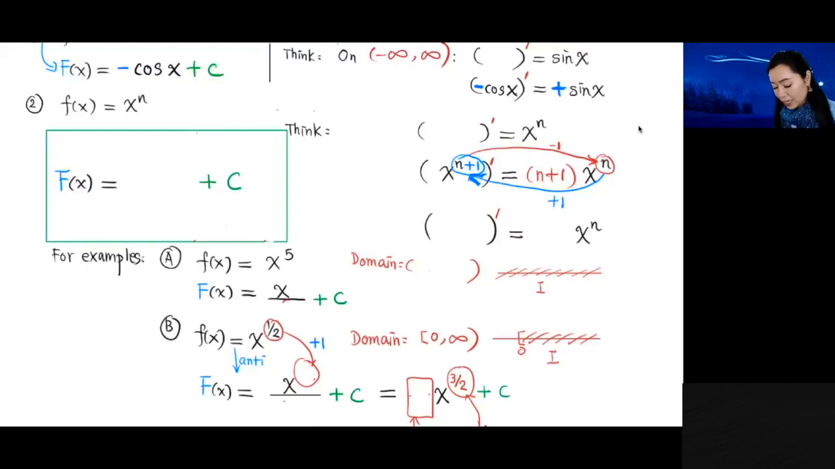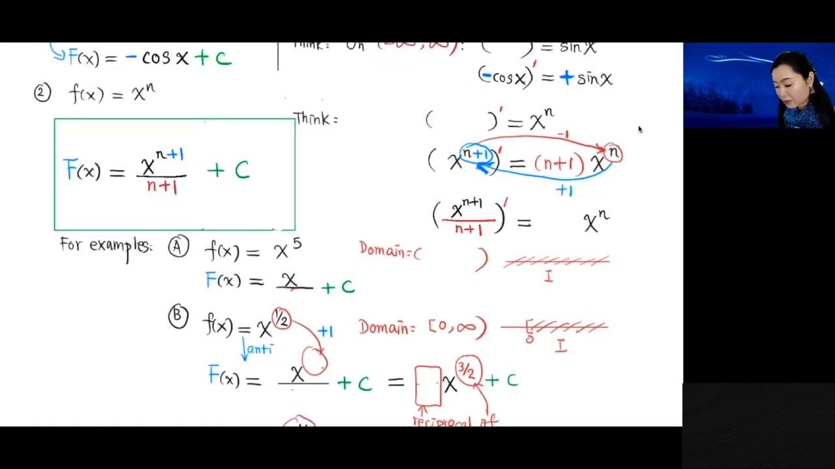So I'll have x to the n plus 1, but in order to cancel out the multiplication with n plus 1, I need to divide by n plus 1. That way, it's going to cancel out, okay? So notice that this is one antiderivative of x to the n, because the derivative of that is x to the n. So we put it down here. It is x to the n plus 1, divided by n plus 1, and then add the constant, add c. C is an arbitrary constant.